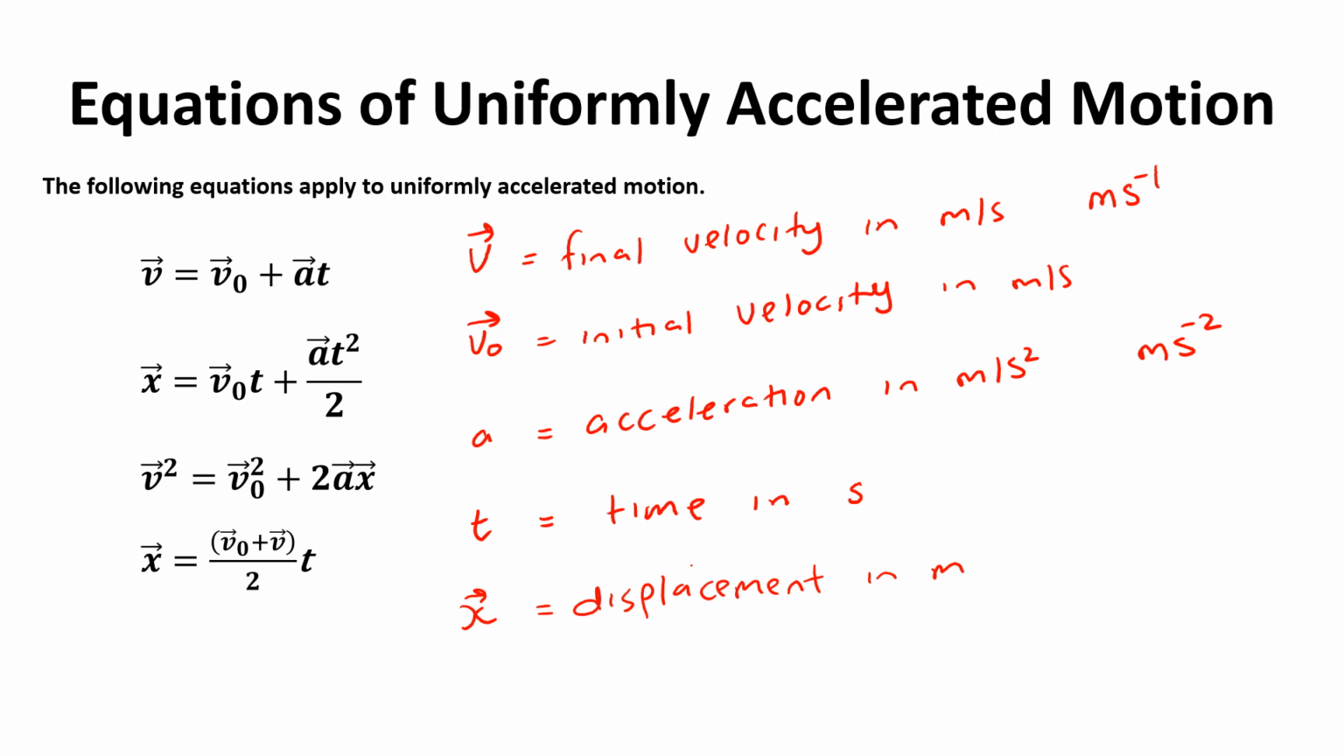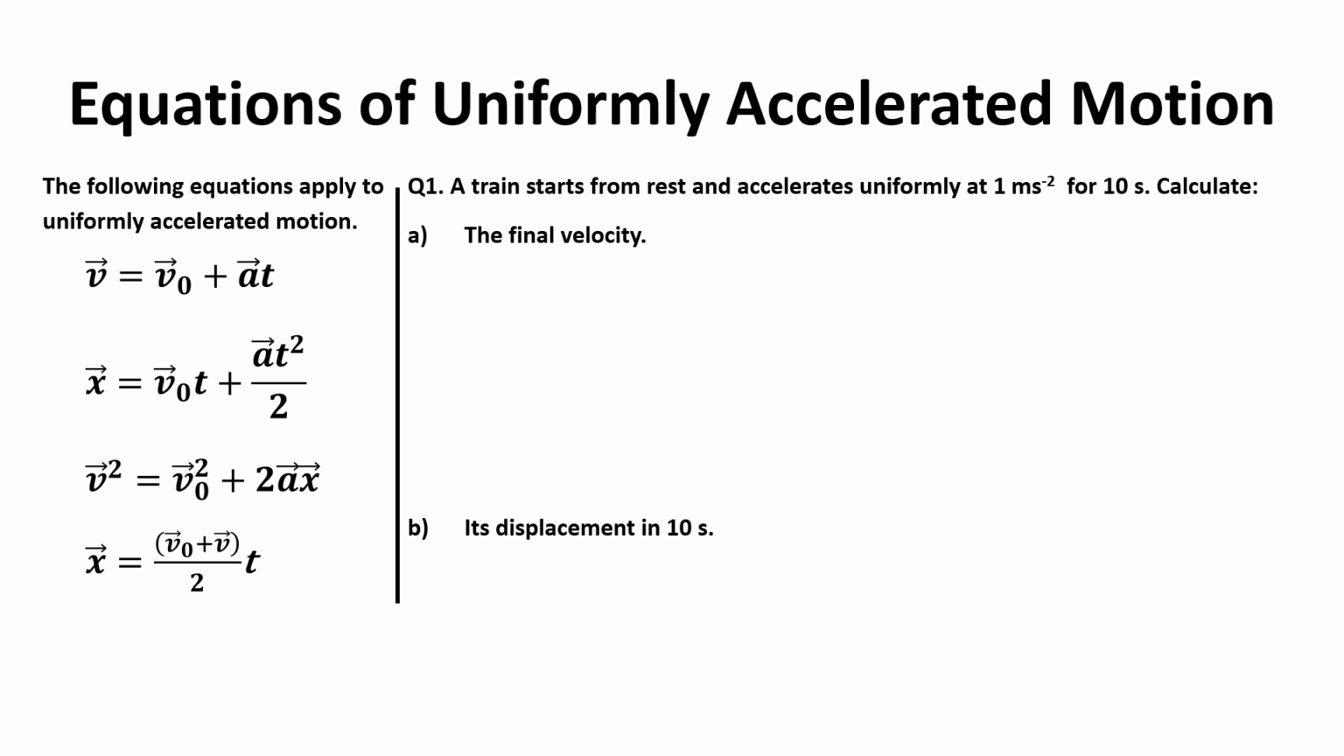Alright, so let's look at some examples. Question 1. A train starts from rest and accelerates uniformly at 1 meter per second squared for 10 seconds. Calculate the final velocity. So in this case, we need to know the value of v. What do we have? Let's underline the keywords: from rest. This means that the initial velocity is equal to 0. We also know the acceleration, 1 meter per second squared, and we know the value of t, 10 seconds.